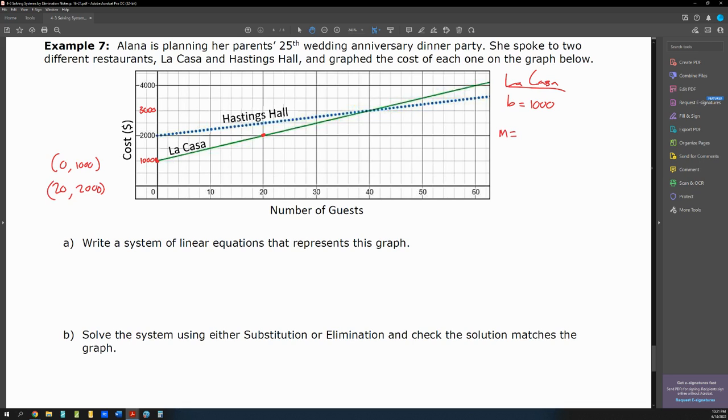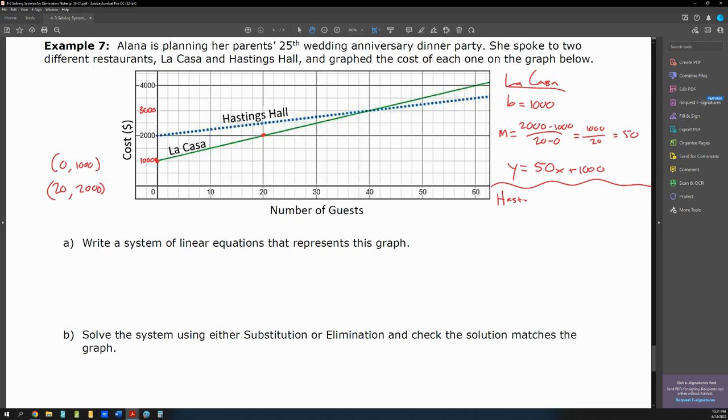To find the slope, we're going to use our slope formula. So m equals y2 minus y1 over x2 minus x1. So we have 2,000 minus 1,000 over 20 minus 0. This reduces to 1,000 over 20, which evaluates to 50. So that tells me that my slope is 50, or the equation in slope-intercept form is y equals 50x plus 1,000 for La Casa.